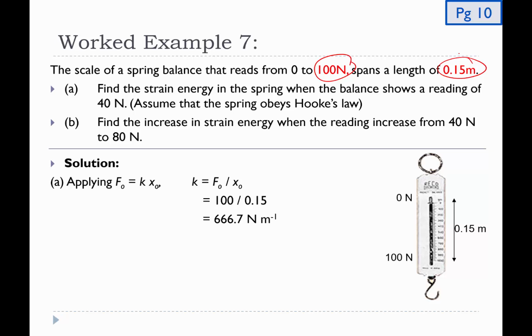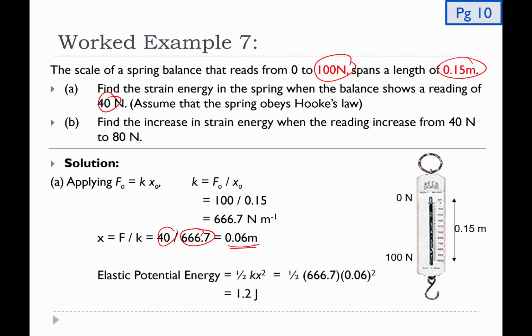To find the strain energy at 40 Newton, we need to find the extension at 40 Newton, which we can also find by using F over k. Since we know F is 40 Newton, we divide by the spring constant k, and we find that the extension at 40 Newton is 0.06 meter. Now to find the strain energy, we can use EPE equals half kx squared. So we find that it is actually 1.2 joules.